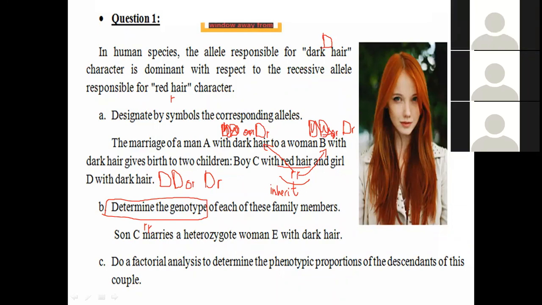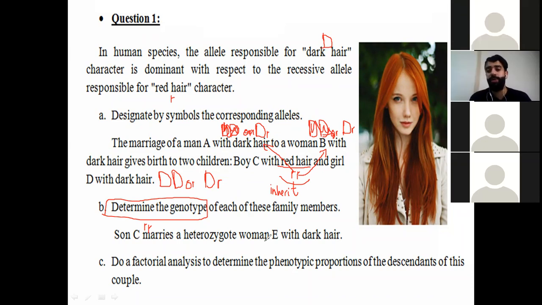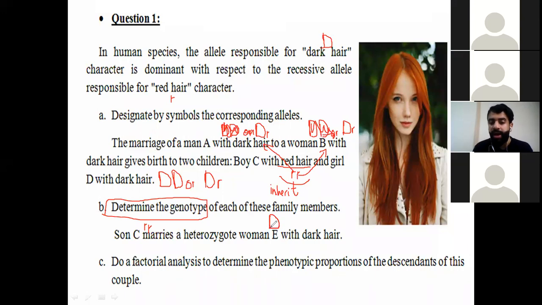Yes, Nurjan, what do you think? They said heterozygote woman E with dark hair. What is the meaning of heterozygote? It has two different alleles, right? Dark hair. So what is the genotype? DD. DD is not heterozygote, it's homozygote. So it should be D, and the second one should be R.